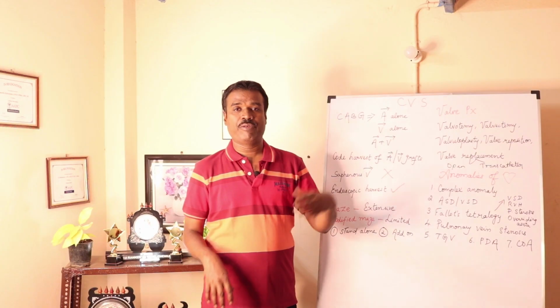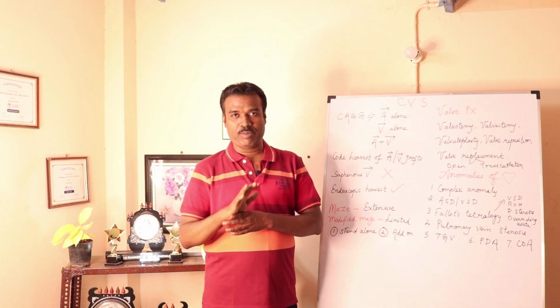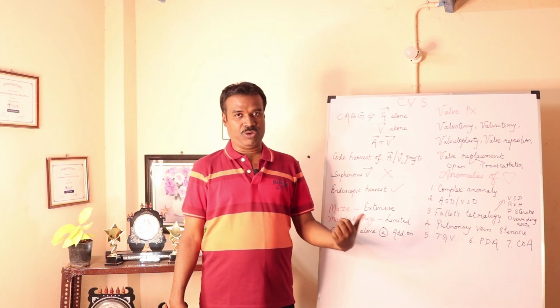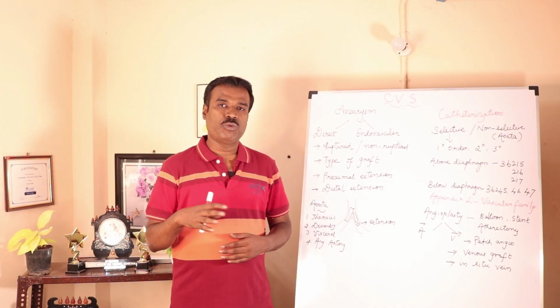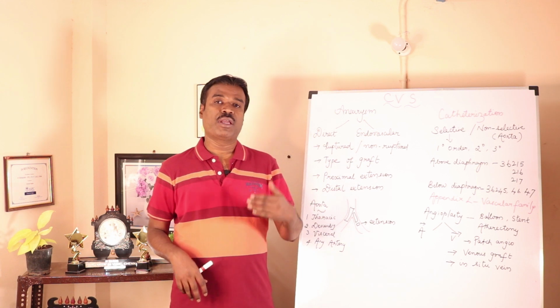You have codes for all of these conditions. So please figure out the type of anomaly the patient has and you can easily arrive at the right code set. Let's move on to the other vascular disorders called aneurysms.